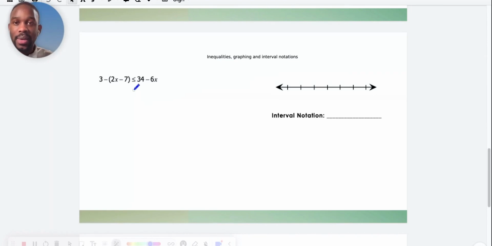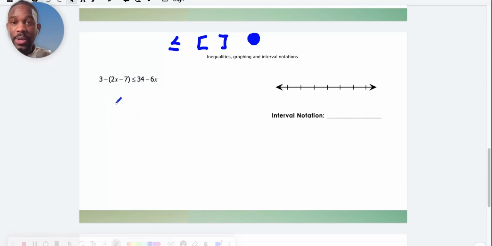So what if we're given an inequality like this? They're giving you 3 minus brackets 2x minus 7 close brackets. Now this is less or equal to. Every time you see a less or equal to, the first thing that should come to your mind is we're going to be using square brackets, unless we have an infinity, of course. And we're going to be using our dot, and it's going to be a full complete dot. Anyway, so moving on, less or equal to 34 less 6x.